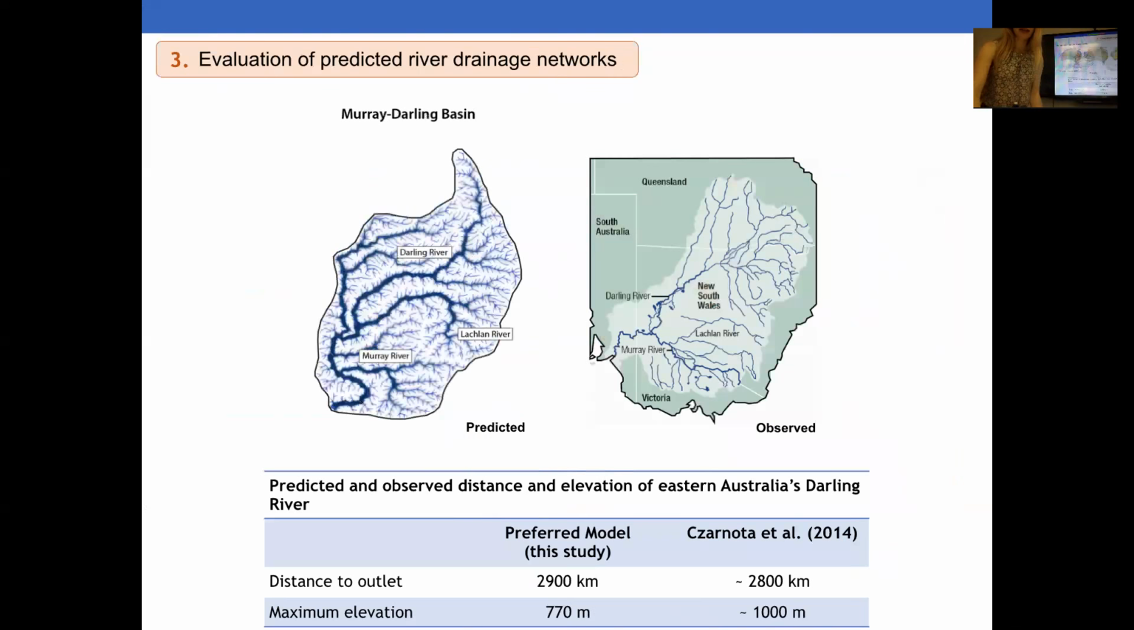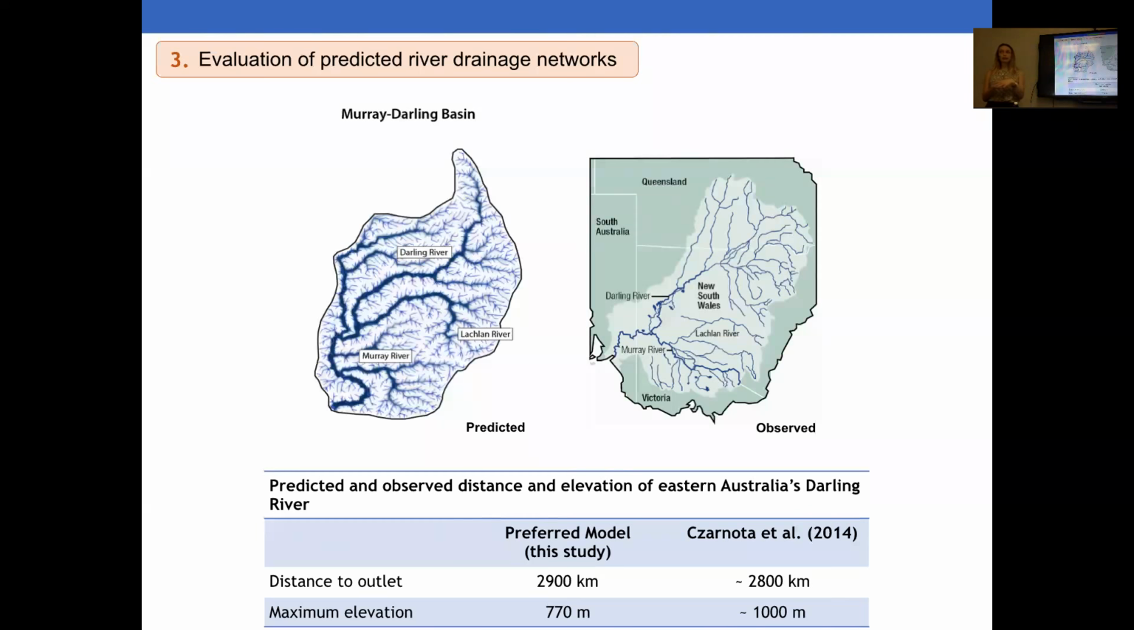And so finally, we wanted to ground truth the outputs through an evaluation of predicted river drainage networks. So you remember a key objective of this project was to reproduce the Murray-Darling Basin at present day, specifically its southern drainage. So here we can see that we actually did this to an extent. On the left, we have the predicted Murray-Darling Basin in the black, and on the right, we have the observed Murray-Darling Basin, with both showing the primary river networks, including the Darling, the Lachlan, and the Murray.